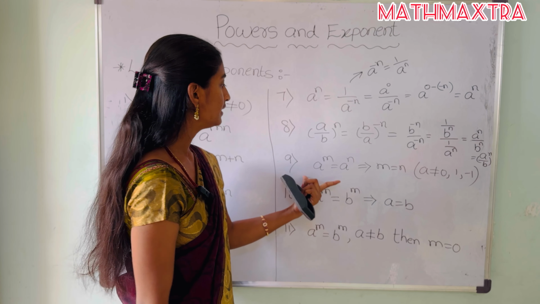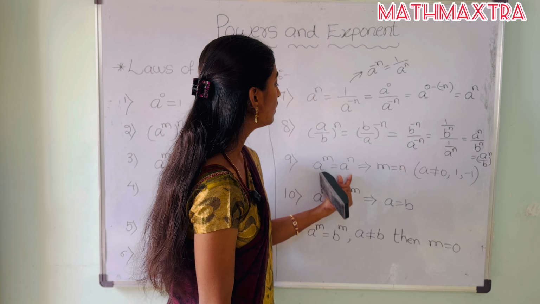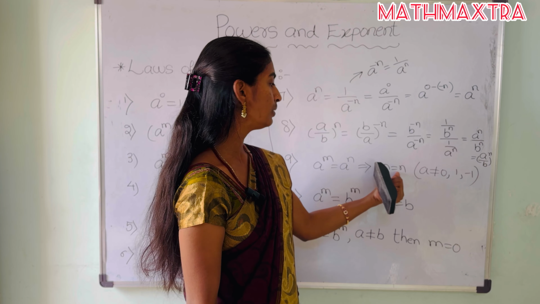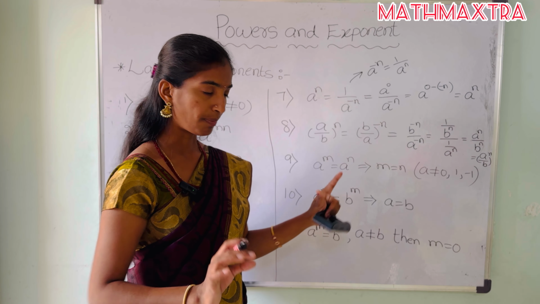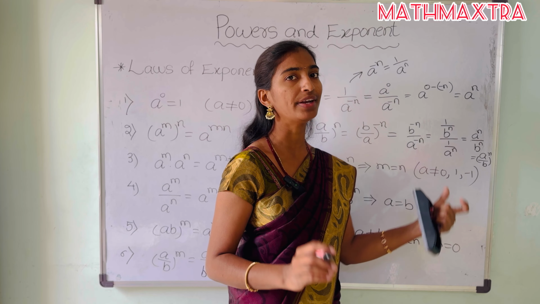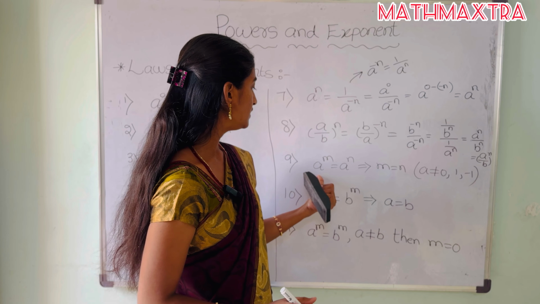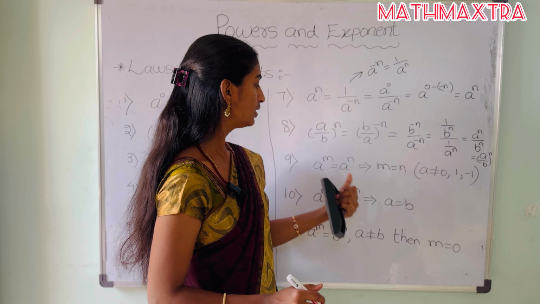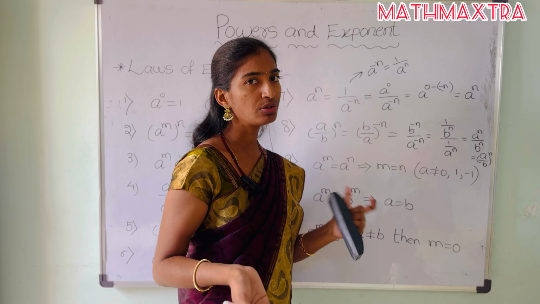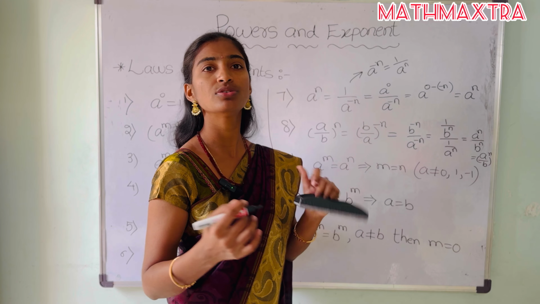Okay. And when you see the ninth law, a power m equal to a power n, then m must be equal to n, but the conditions are applied. This a value should not be equal to either 0 or 1 or minus 1. So what happens if you take 0? See, 0 to the power of 4 is equal to 0 to the power of 5. But will 4 equal 5? It is not possible. That is why a should not be equal to 0.